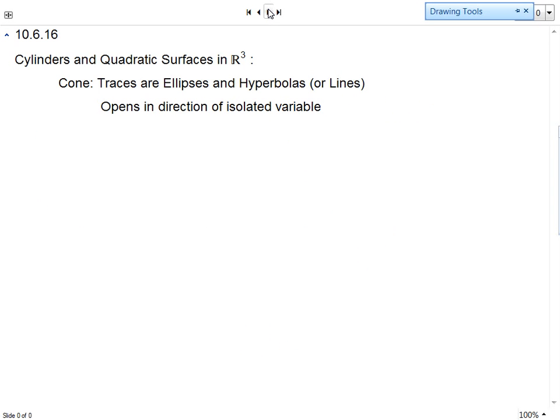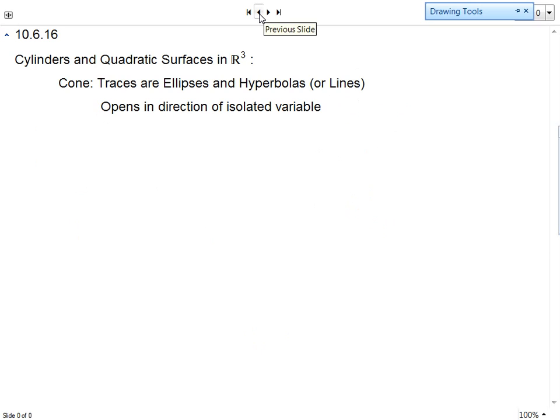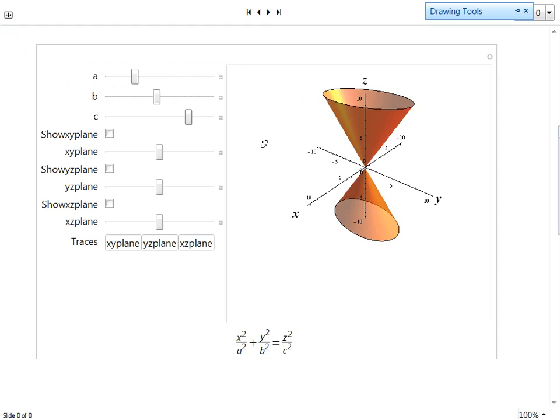All right, a cone. What are the traces of a cone? The traces of a cone are ellipses and hyperbolas, or possibly lines. It opens in the direction of the isolated variable. So I'll take a look at the equation first. Here's the equation of a cone. That looks a lot like an ellipsoid, but the other side is squared instead of just z. We had z over c earlier, now it's z squared. So when you have something like that, it looks like a cone.